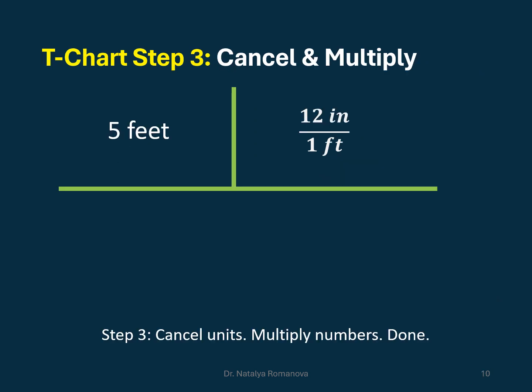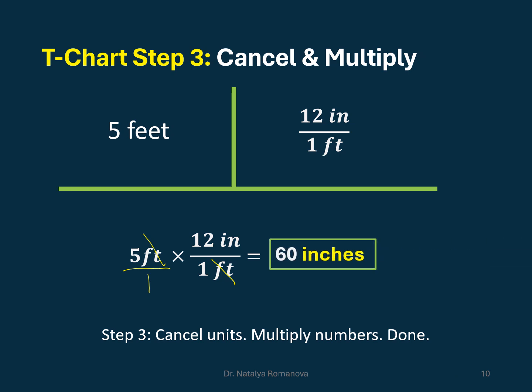Step 3. We cancel the feet. Feet on top, feet on bottom. We take 5 times 12. This is 60. So 60 inches, this is your answer. And this is the method. Every conversion problem works this way.